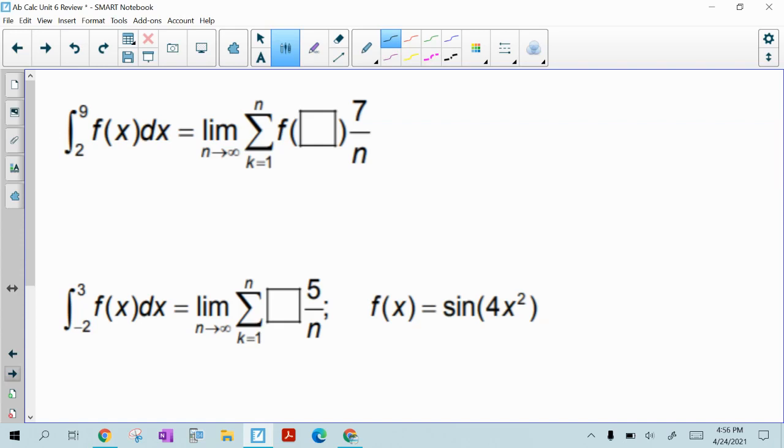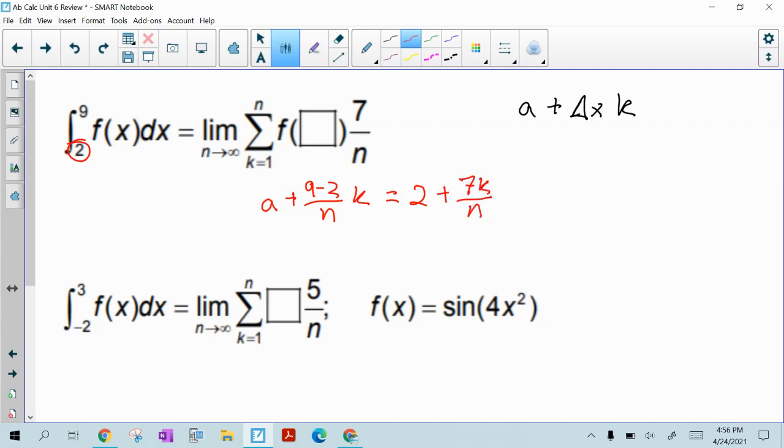Okay, remember that it's going to be A plus what your change in A value is times K that's going to go in that box. So in the case of this problem, my A value is 2. So I say I've got that, plus what is my change in A? I'm going to say 9 minus 2 over n times K. So I'm looking at my final answer being 2 plus 7k over n. Okay. Now take a look at the second one.